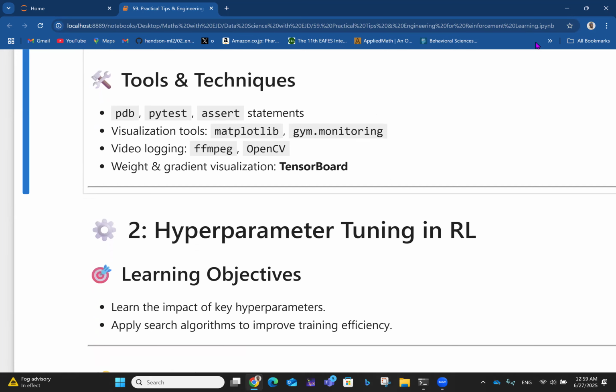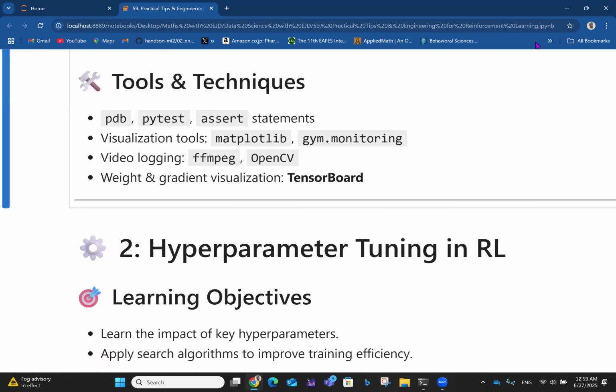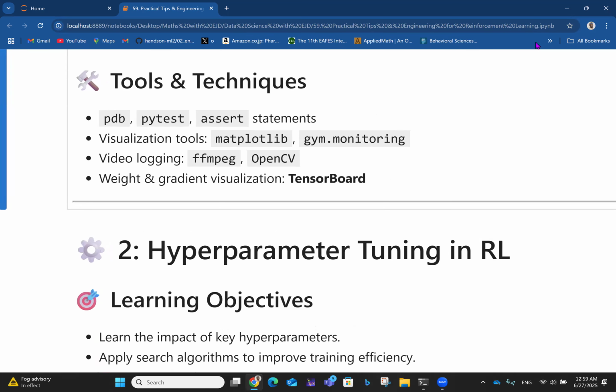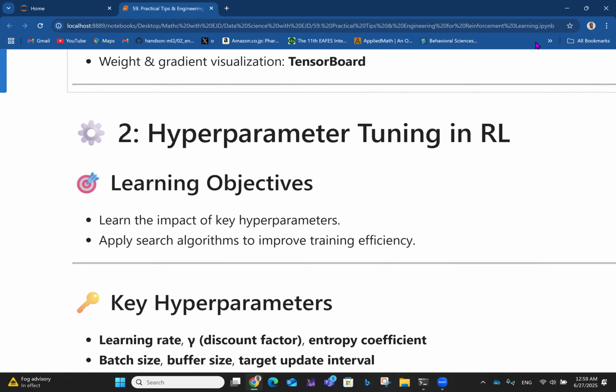Then the tools and techniques you would need for that would be PDB, PyTest, and assert statements. Visualization tools would include Matplotlib and Gym Monitoring. For video logging, you need FFmpeg and OpenCV. And for weight and gradient visualization, you need TensorBoard. In fact, in the next video, we'll be doing a capstone project that will involve the use of TensorBoard and Dash for making a dashboard.